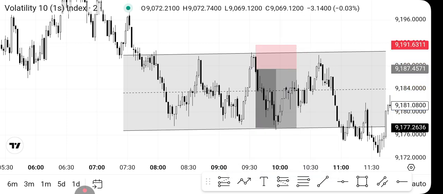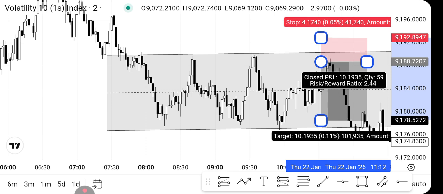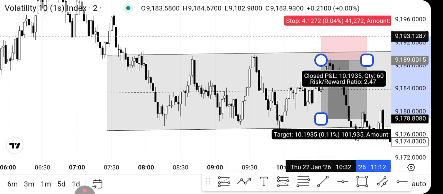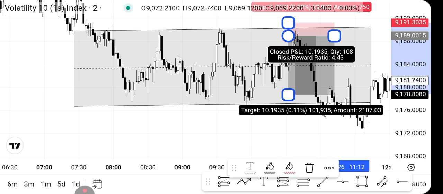Now, by the time the market is coming back the second time or the fourth time, you are entering at sniper. Make sure your risk management is intact.